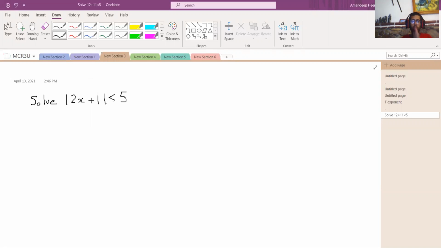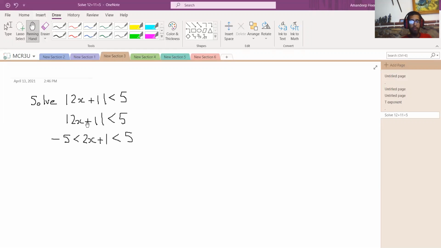The way to solve this problem is the following. Whenever you see an absolute value and a less than, you can write this in the following way: -5 less than 2x plus 1 less than 5. They're both equivalent ways to say the same thing.